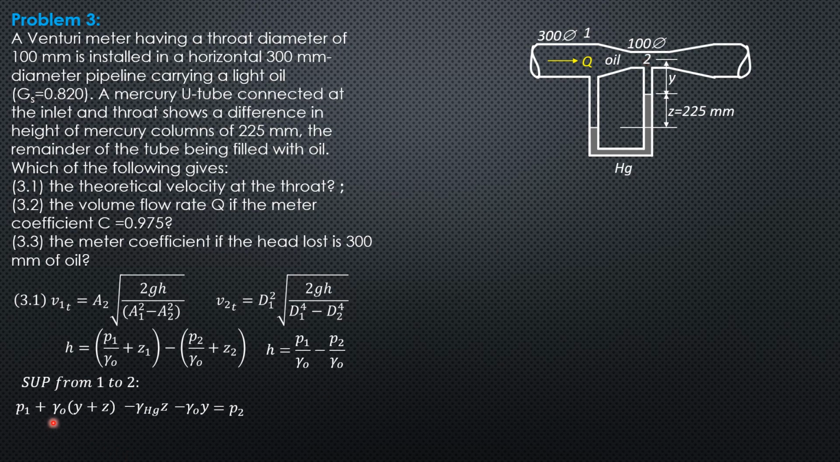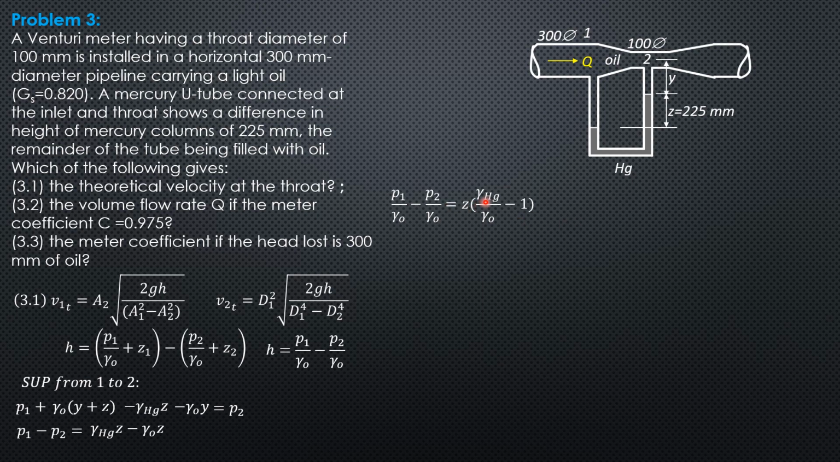Simplifying, notice that gamma of oil times Y will be cancelled out. So transpose this to the right. So P1 minus P2 equals gamma of mercury Z minus gamma of oil Z. So that would be the situation. Factoring out Z and dividing everything by gamma of oil, we have pressure head at 1 in terms of oil minus pressure head at 2 in terms of oil equals Z times quantity gamma of mercury over gamma of oil minus 1.